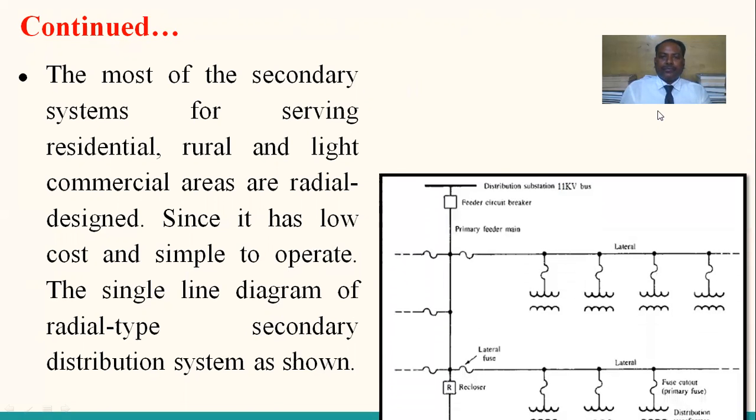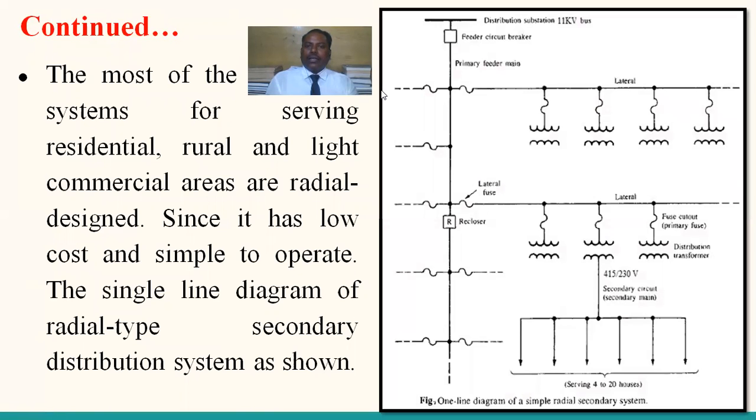See here, this configuration completely belongs to the primary. This is a substation. From there the outgoing feeder commences through a circuit breaker, and this is the primary feeder. The primary feeder goes, and a number of laterals are taken from the primary feeder. Here one load center is there, and here another load center. A lateral is taken from the primary system, and a distribution transformer is provided through the lateral.